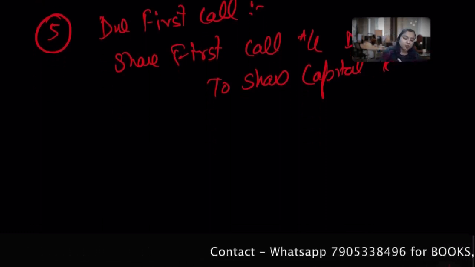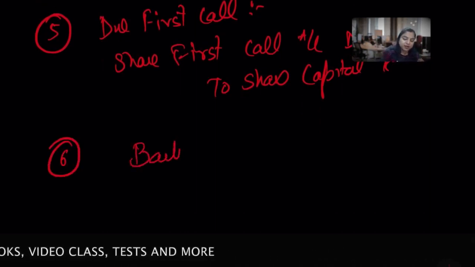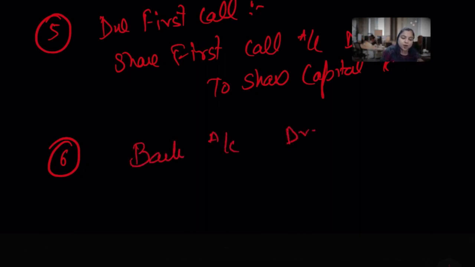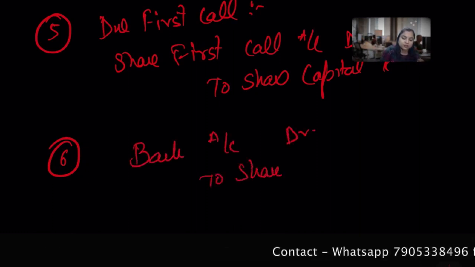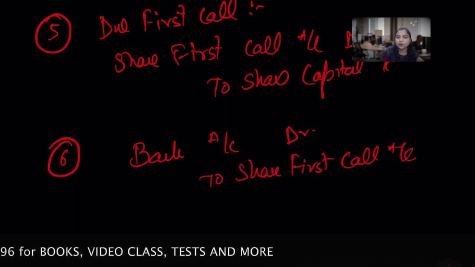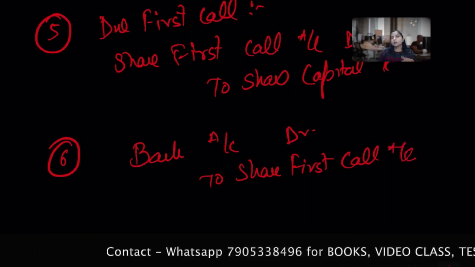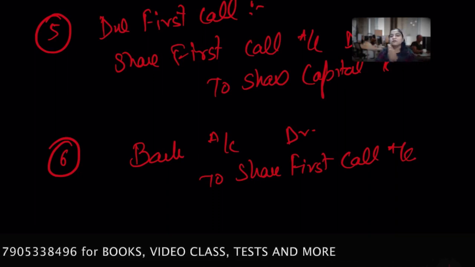Clear? And now you come and pay me. I receive the money and keep it in the bank account. Bank account debit to share first call account, because it's related to the first call, whatever amount I received. Suppose this first call or third installment was the last, then we will write first and final call.